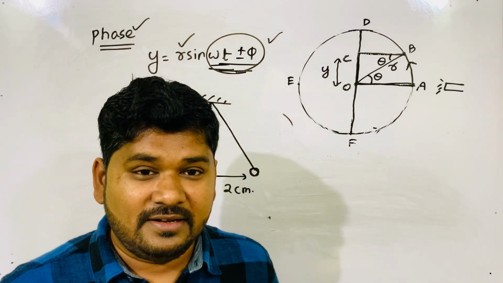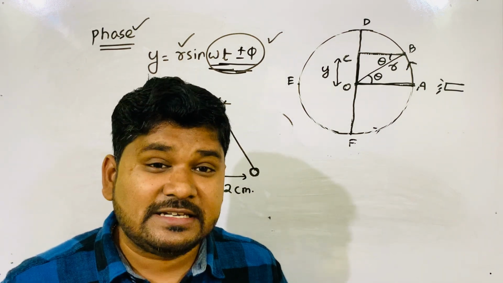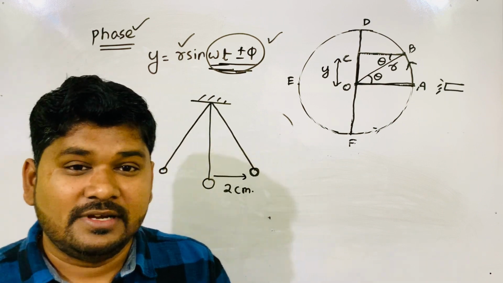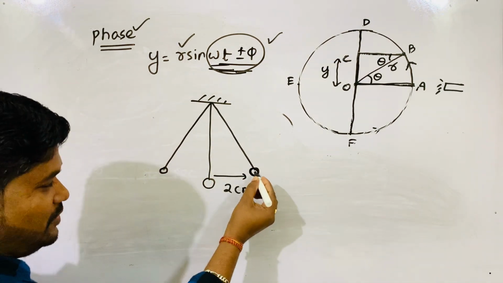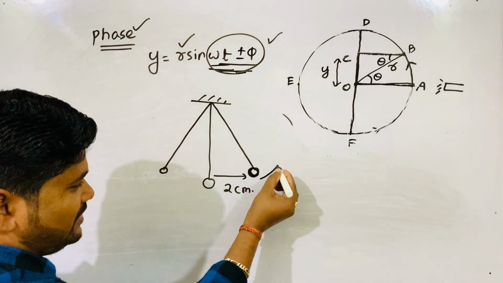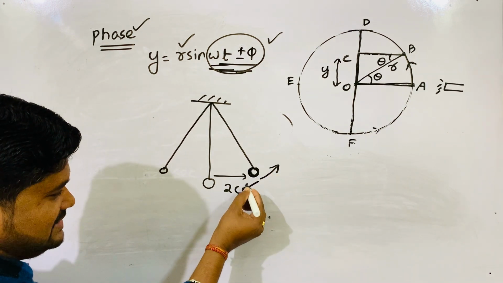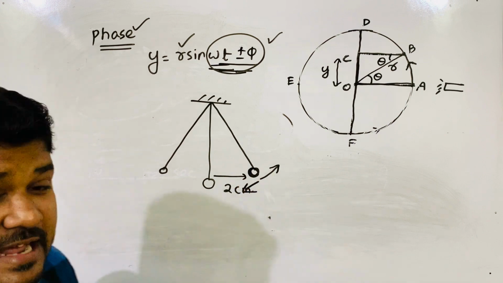But that body has executed how many oscillations already? Where will the body move? When the body is here, the body may go to this side or may come to this side. Where is the direction of the motion?